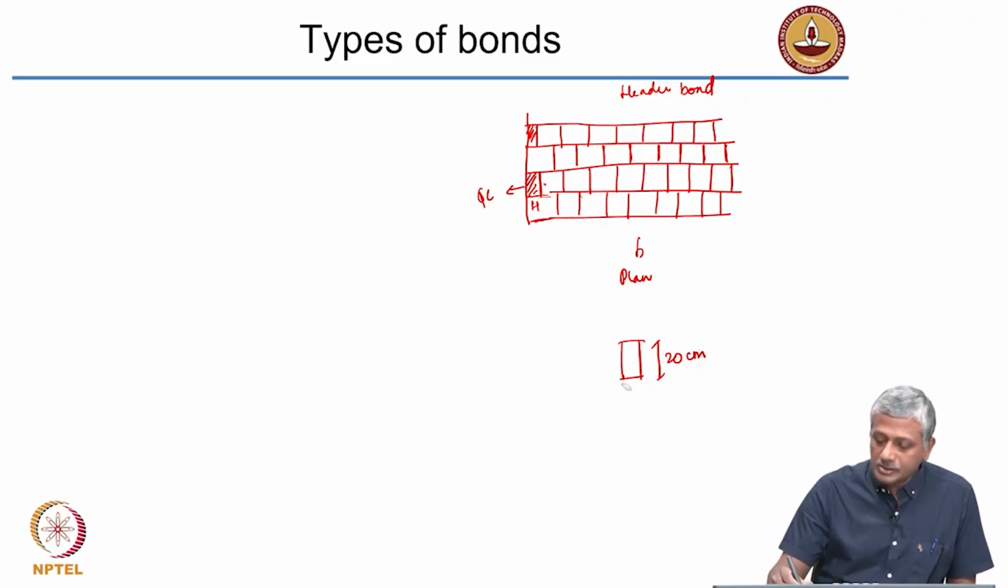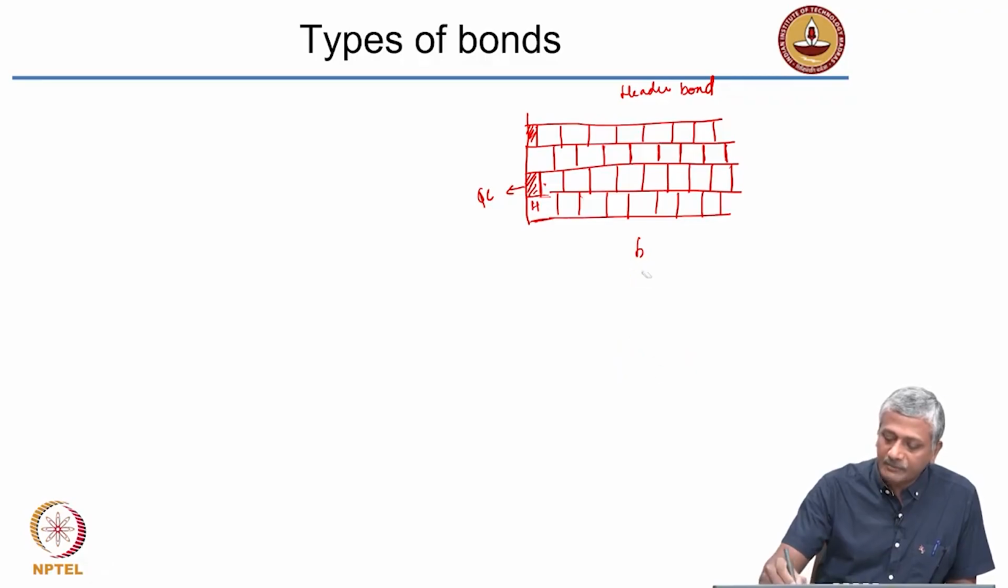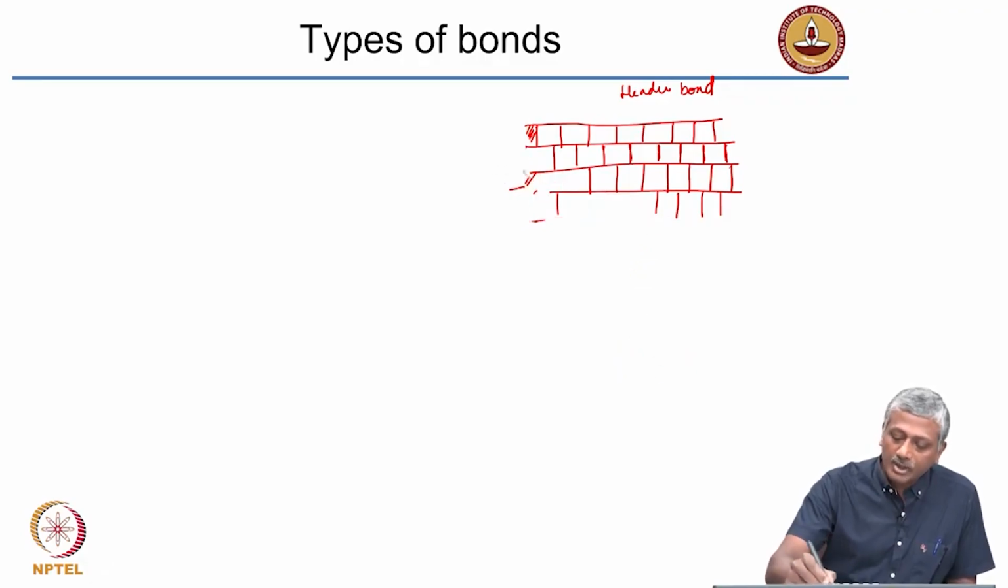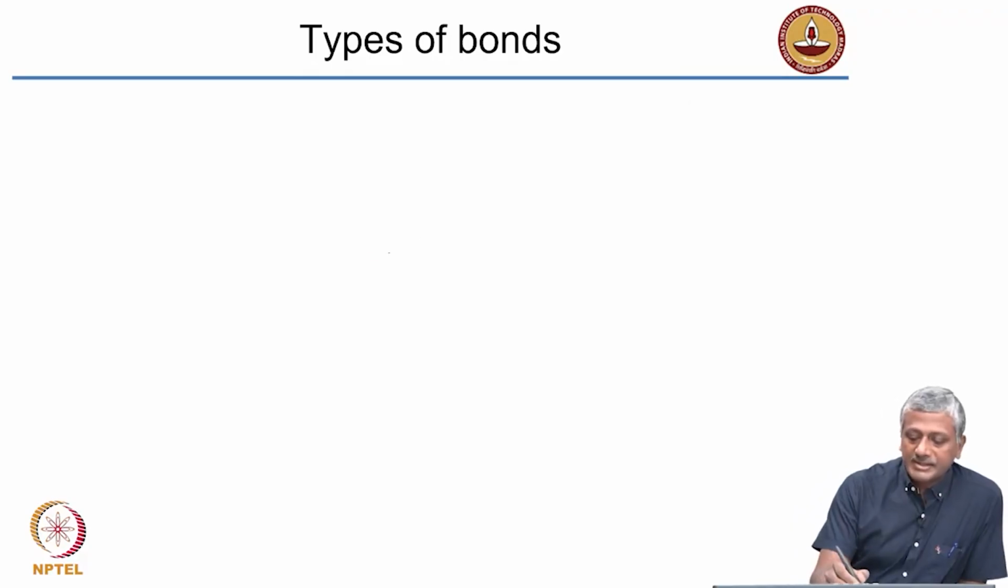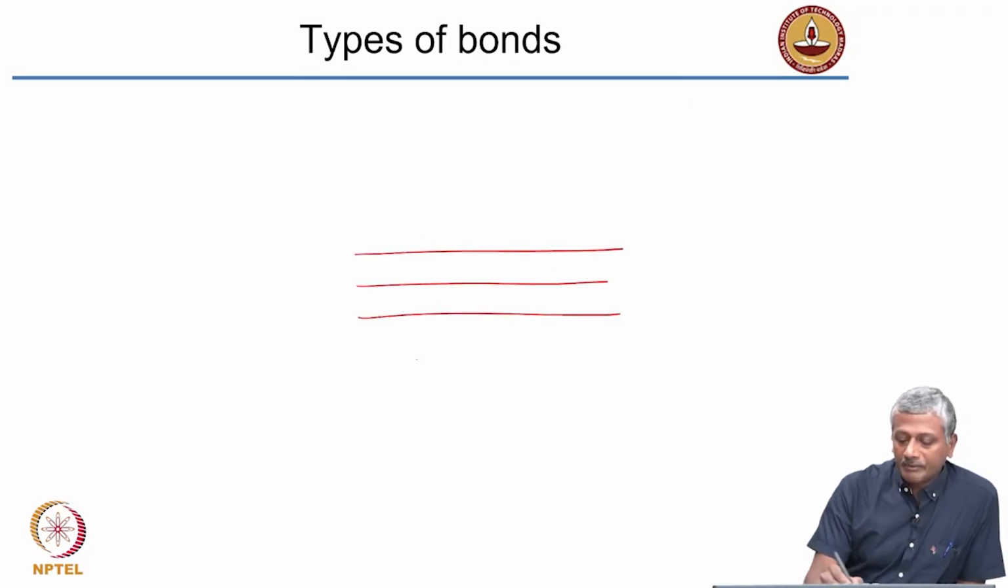Now let's look at the most important bonds that we typically use. That's the English bond and the Flemish bond. Okay. So what happens when we use English bond and Flemish bond? So in the case of an English bond, as I said, every alternate layer will have only stretchers or headers.